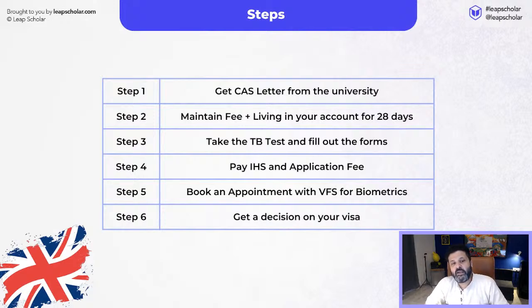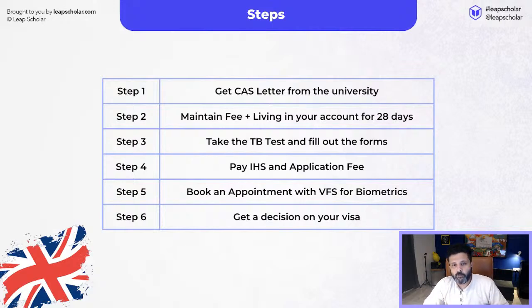Number two, you have to maintain fee and living expenses in your account for 28 days. After paying your deposit, you can either pay the full fee as well. It's totally up to you. If you don't want to pay the full fee, then you have to maintain the remaining fee and your living expenses for 9 months in your bank account for 28 days. The UK does not ask for any source of funds like Australia does. So it's pretty simple that way. You just need to have your remaining fee and living expenses in your account for 28 days.